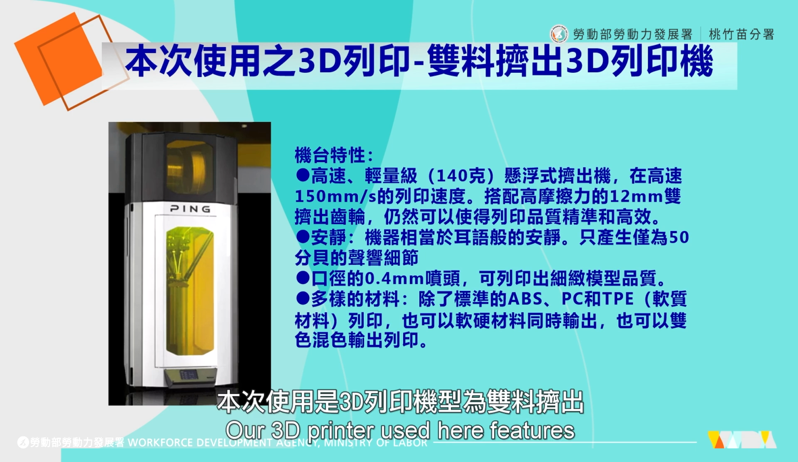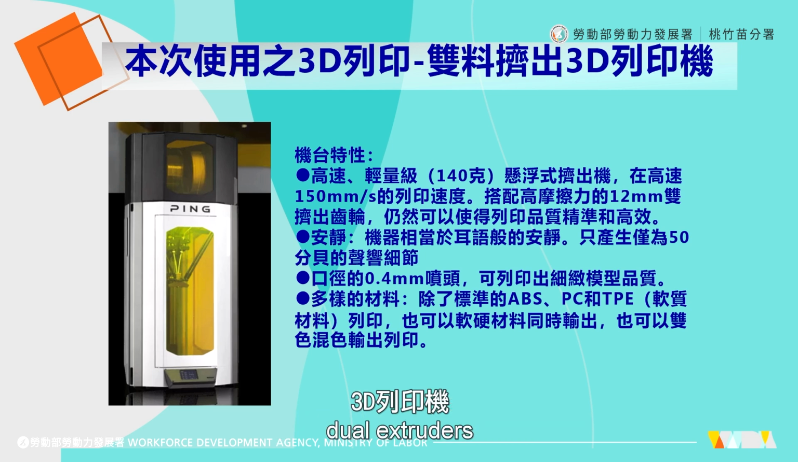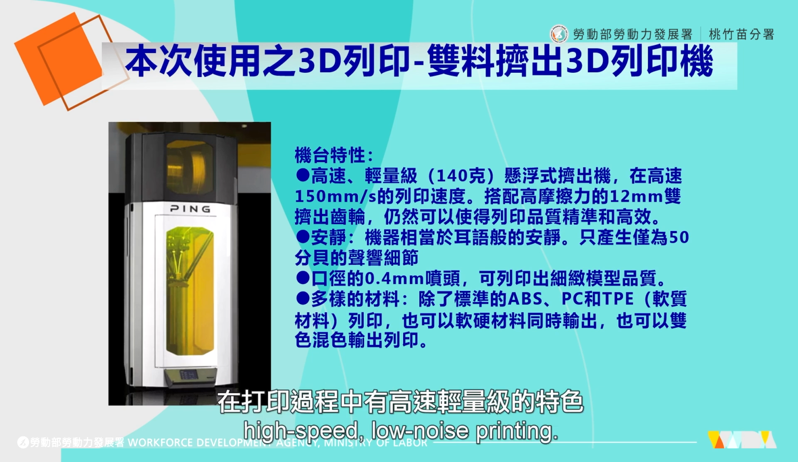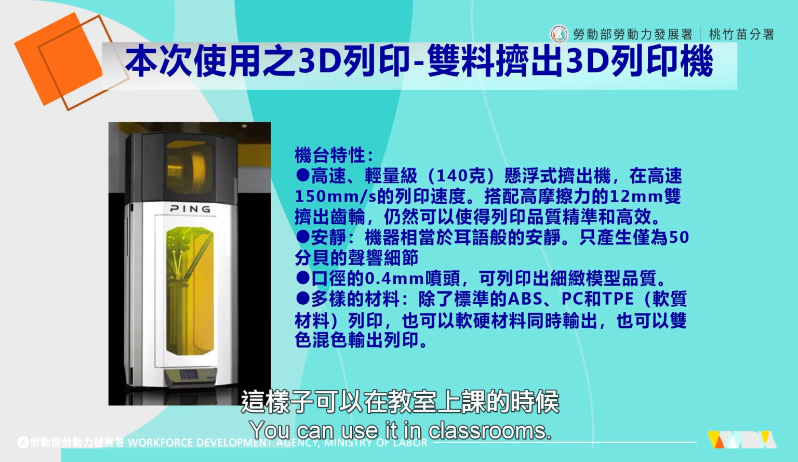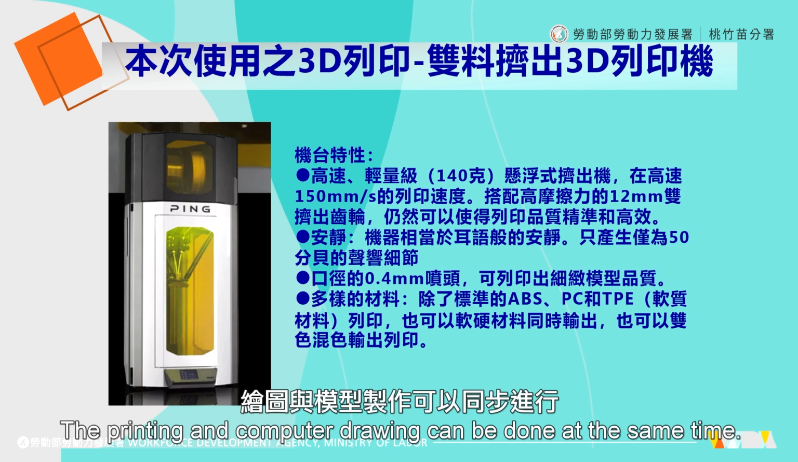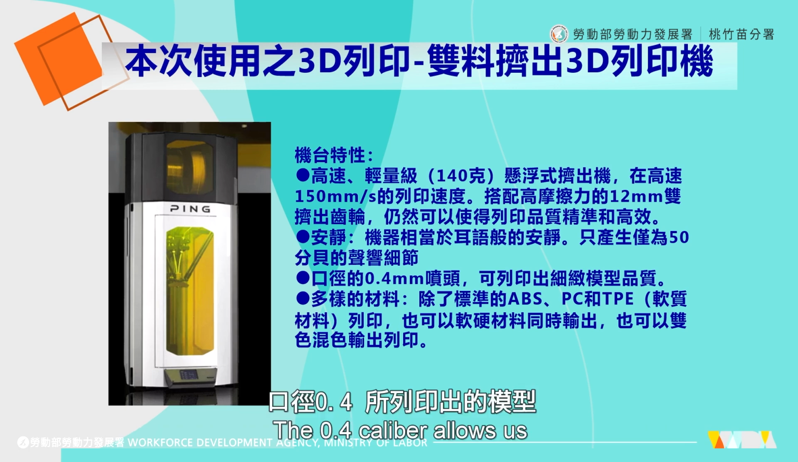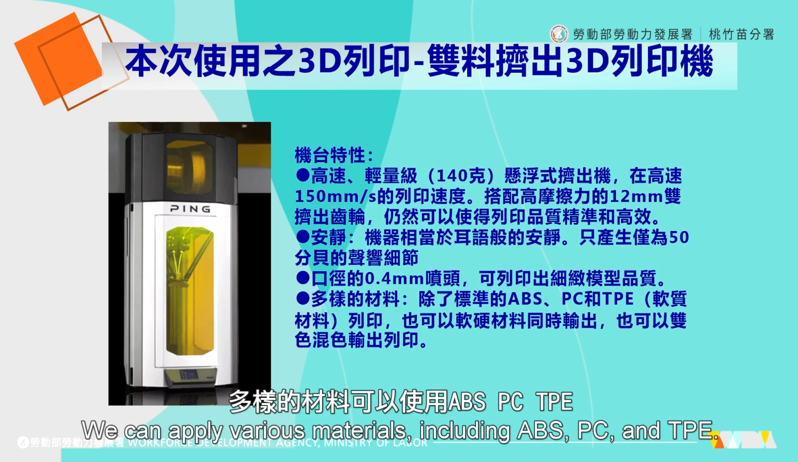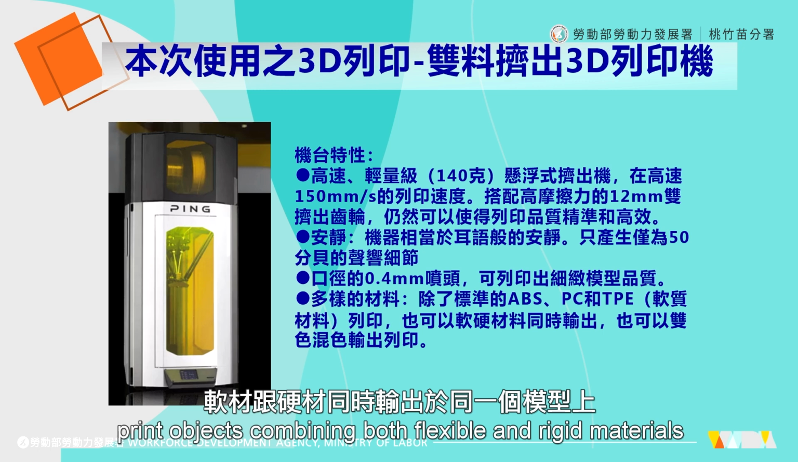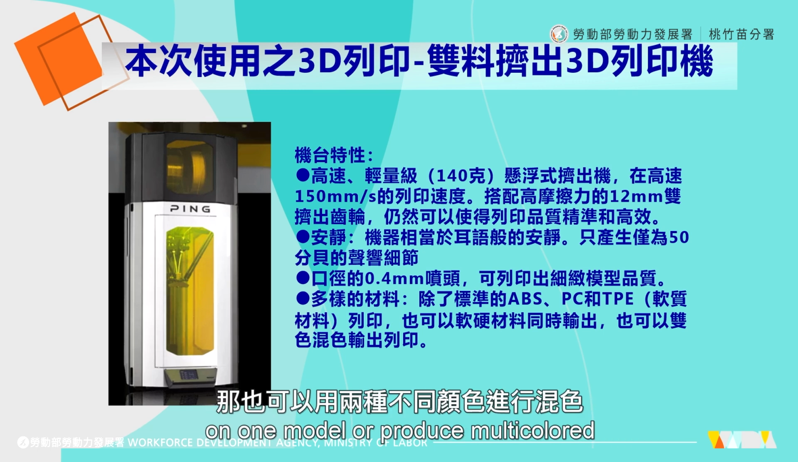The 3D printer we use here features dual extruders and offers high-speed, low-noise printing. The noise it creates, as measured on site, is only 50 decibels. You can use it in classrooms. The printing and computer drawing can be done at the same time. The 0.4 caliber allows us to print delicate objects perfectly. We can apply various materials including ABS, PC, and TPE. It can also print objects combining both flexible and rigid materials on one model, or produce multicolored models.